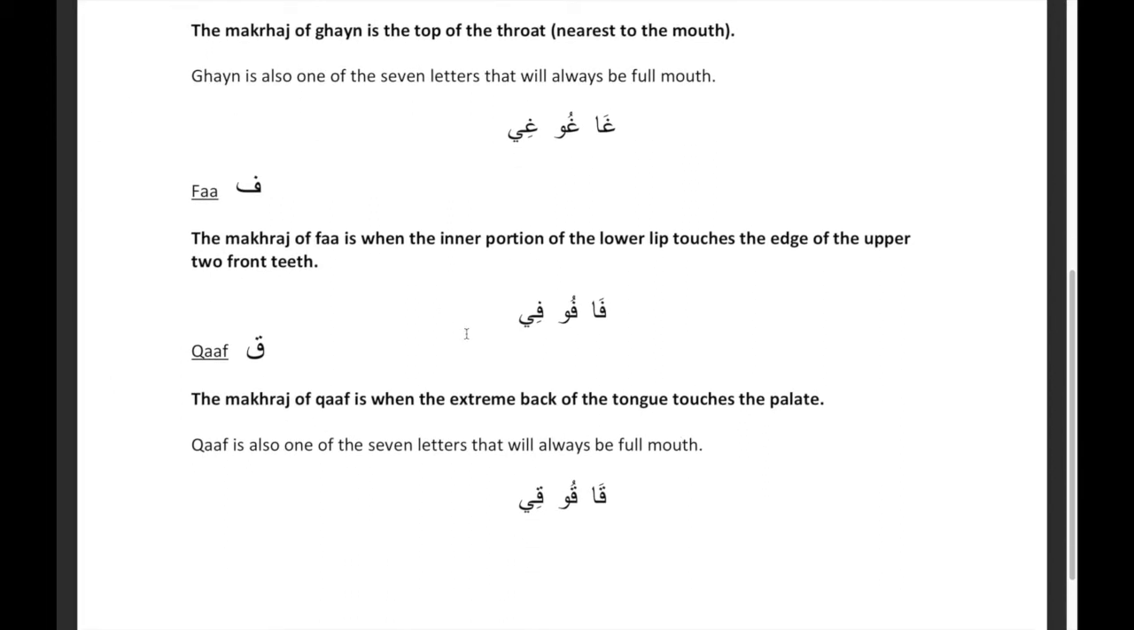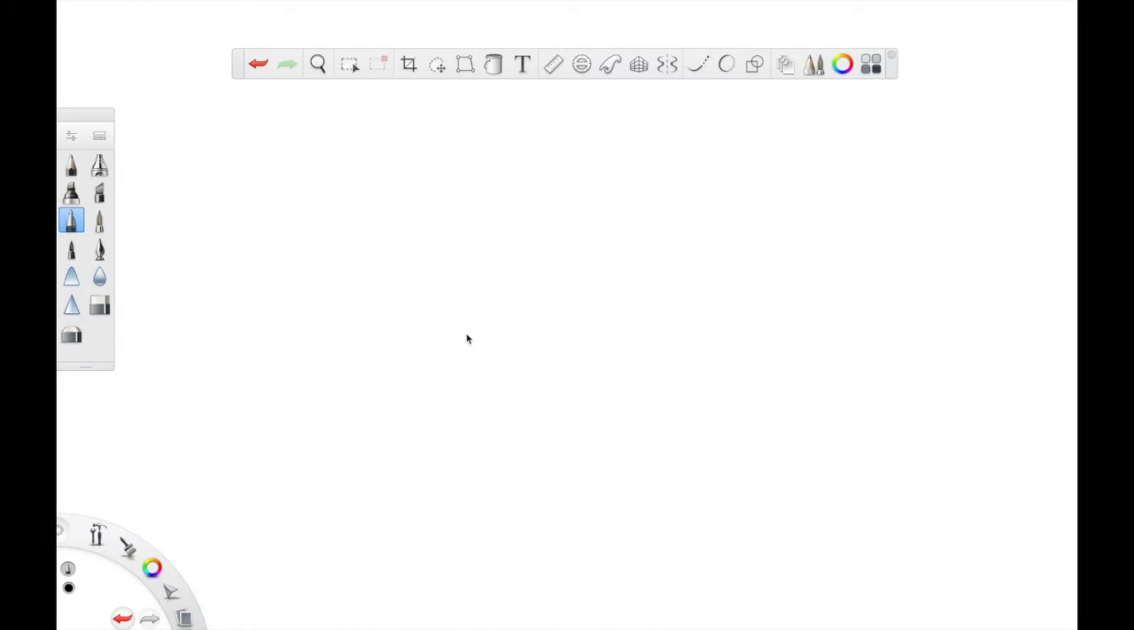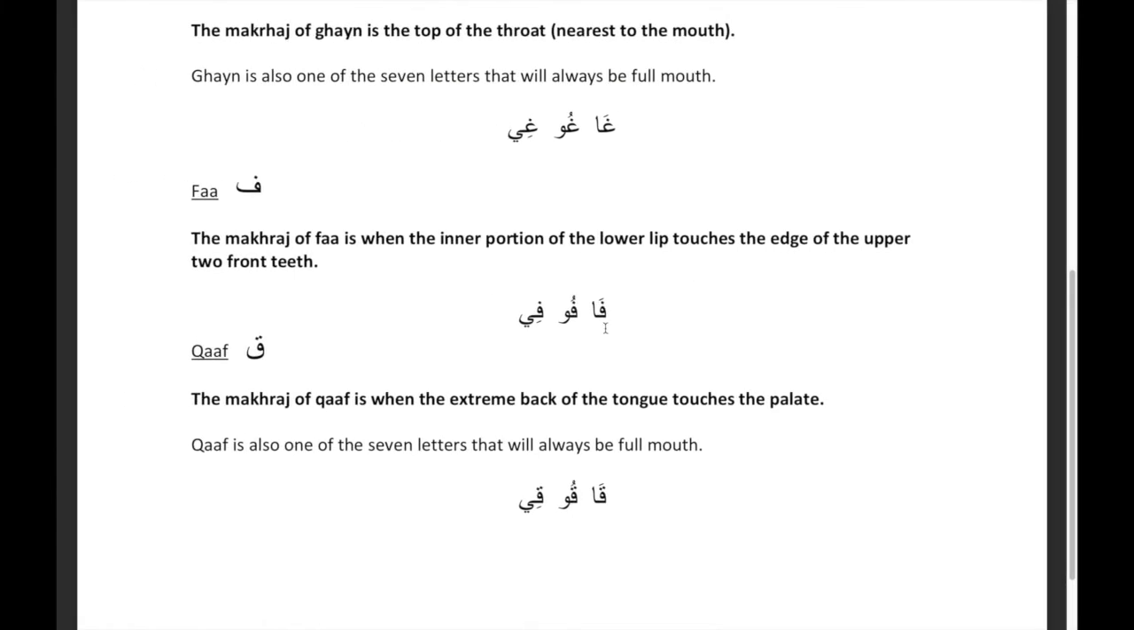The next letter is Fa. The makhraj of Fa is when the inner portion of the lower lip touches the edge of the upper 2 front teeth. So it's fairly straightforward. Fa is your top teeth touching your bottom lip. So this is your lip. It's the same as the English letter F. Fa, Fu, Fi.